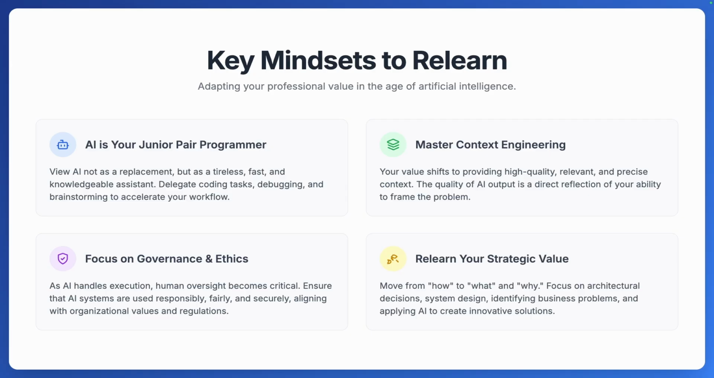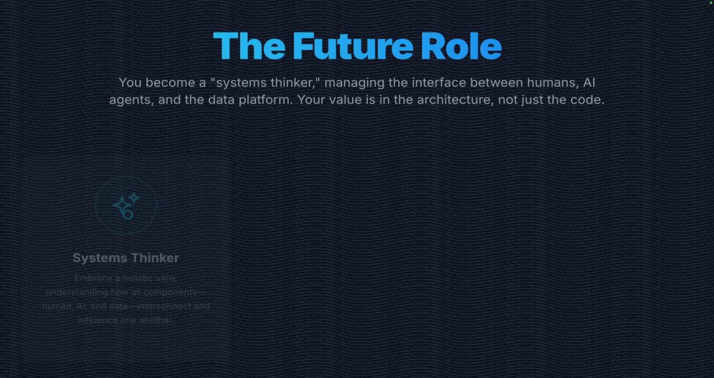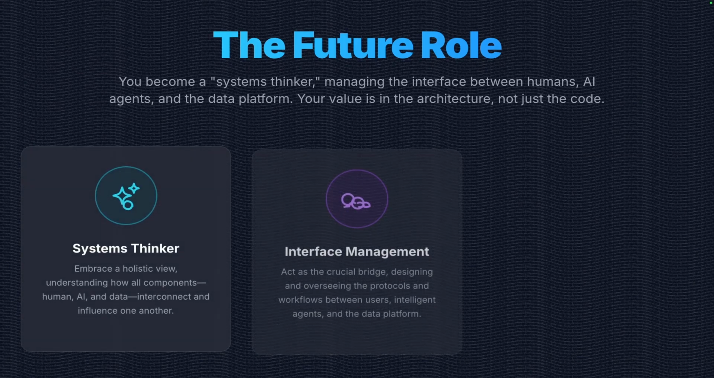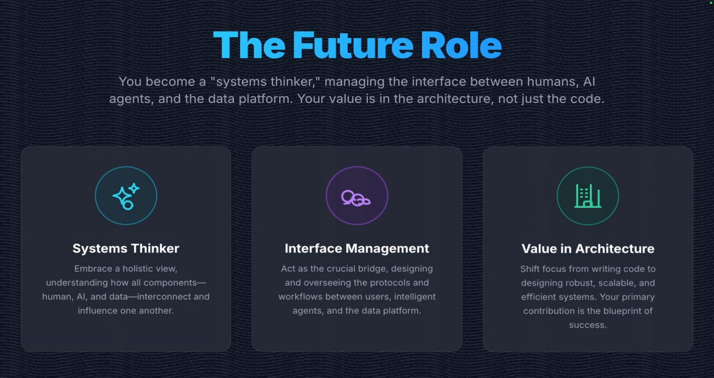That is context engineering. Finally, security and governance will become pivotal in this new world. AI will deliver code for you, but someone's going to need to check it and make sure that it adheres to your company's best practices and security principles. Your future role will then become that of a systems thinker. A systems thinker is somebody who can put all the moving parts together and see the big picture. You will become a systems thinker, managing the interface between AI agents, your data platform, and human beings.